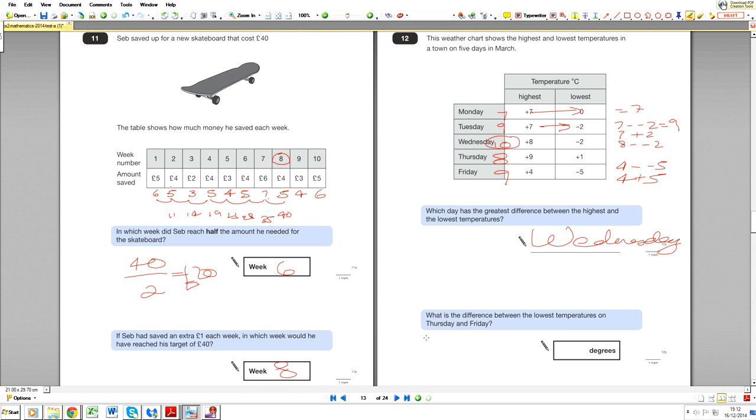Alright. Next question. What is the difference between the lowest temperatures on Thursday and Friday? Question 12, Part B. The lowest temperature here is 1 and this one's there. The difference is the large number, take away the small number. So you have 1, take away minus 5. What happens to two minuses? Makes a plus. So what's 1 add 5? 6. 1 add 5 is 6.